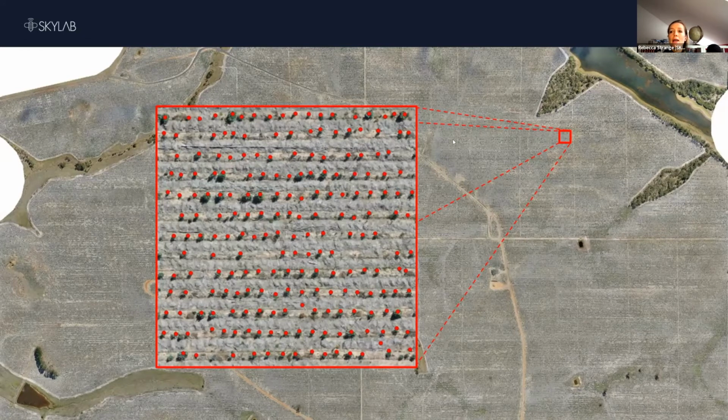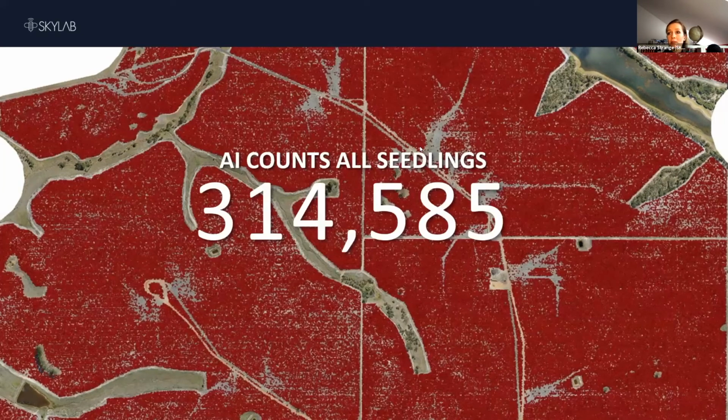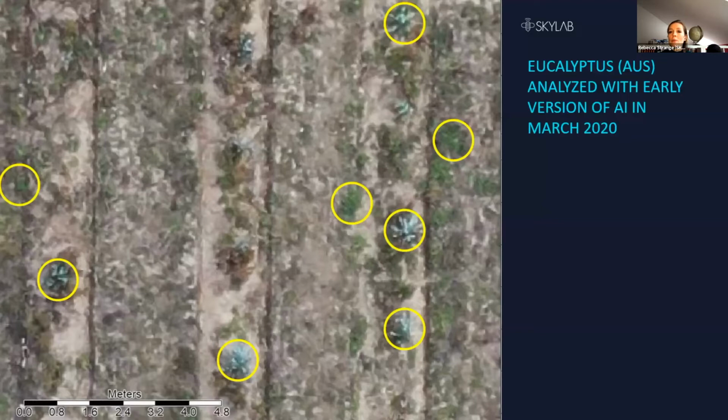And so what AI aims to do, and what it does, is count all the seedlings in the stand, every single one. But training data is crucially important to this process. So I'm just going to give you a little bit of an insight here. This was a stand that we analyzed in Australia back in 2020 with an early version of our AI. And just like any kid who needs to be fed with information to learn, the models work the same way. So the more information we feed them with, the more accurate they become at detecting seedlings.